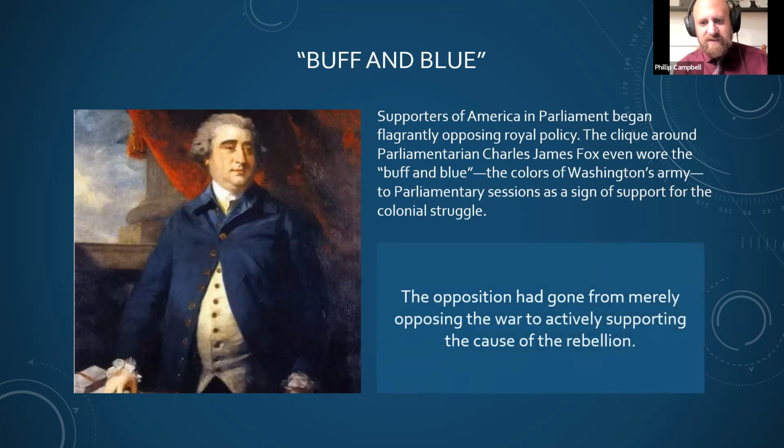Now, notice by 1780, the opposition had gone from merely opposing the war to actively supporting the cause of the rebellion. They are actively supporting Washington's army, wearing the buff and blue to sessions of parliament. So they'd gone from opposing the war to supporting it. And what's interesting is that this was allowable within the British system. Were these people arrested for treason? No, they weren't. This was considered a legitimate exercise of political free speech.